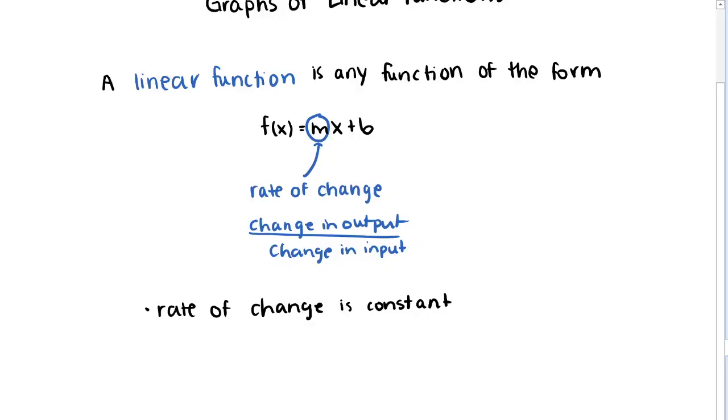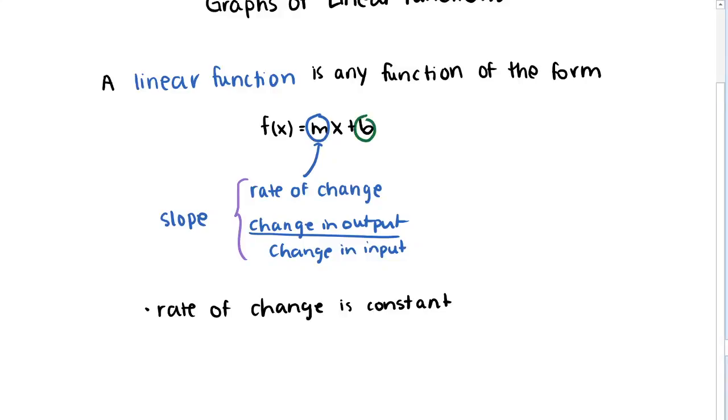And it also works in reverse. If you see something with a constant rate of change, you're dealing with a linear function. Here we also give this rate of change the name slope as well. So when we're talking about a linear function, the rate of change is really analogous to the slope, the change in the output divided by the change in the input.